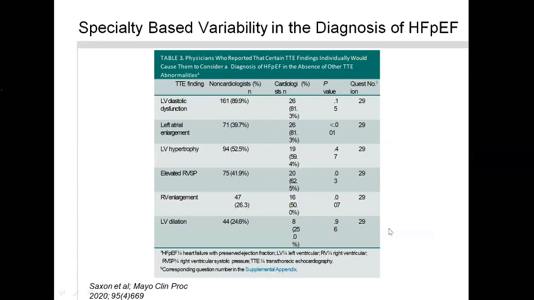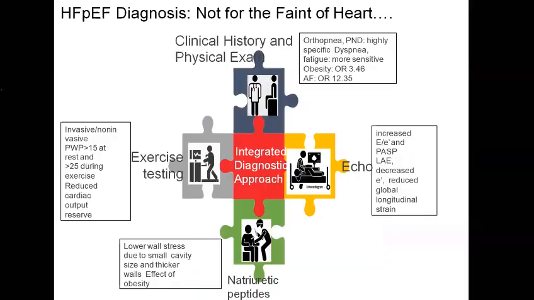So these are the things we usually look for: LV diastolic dysfunction, left atrial enlargement, LV hypertrophy, elevated pulmonary artery pressures, secondary RV enlargement, and of course LV enlargement also as an indicator of increased LV end-diastolic pressures. All these things can be noted in heart failure with preserved ejection fraction. So the diagnosis is mainly by symptoms. Out of the symptoms, PND is a very specific symptom. And like I said, obesity and atrial fibrillation are great markers for diastolic dysfunction.